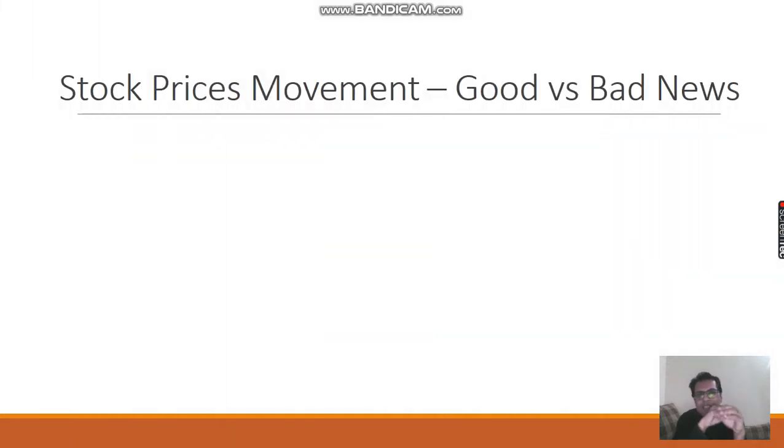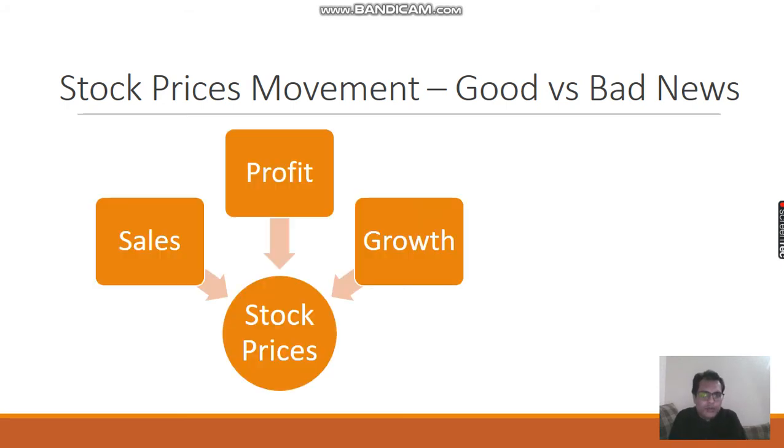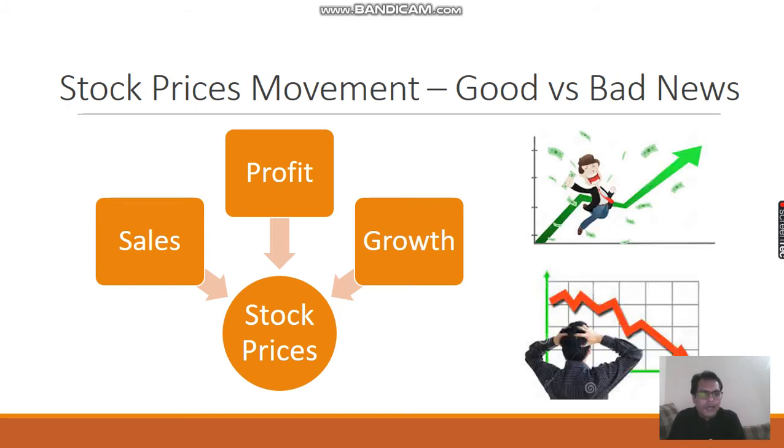Now, what does all this mean from an investment point of view? So let's try to understand it with a very simple example. We all know about the good versus bad news effect on stock prices. If there's good news about sales, profitability, and growth of the firm, then the stock prices are expected to go up. And on the contrary, when there's bad news associated with sales, profit, or growth of the firm, the stock prices might fall.